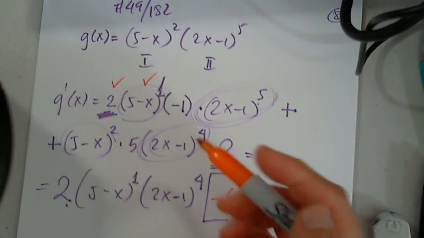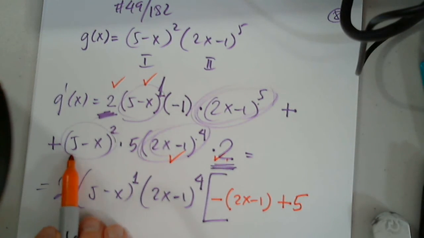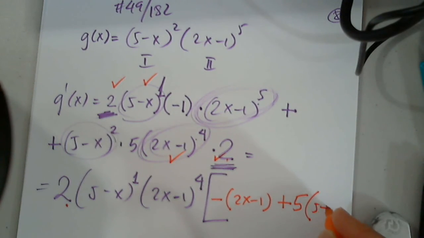2x minus 1 to the fourth is out. Out, out. 5 is not out. I don't have it. So it's 5. And from 5 minus x squared, I took 1 out. So then parentheses, 5 minus x. Close.